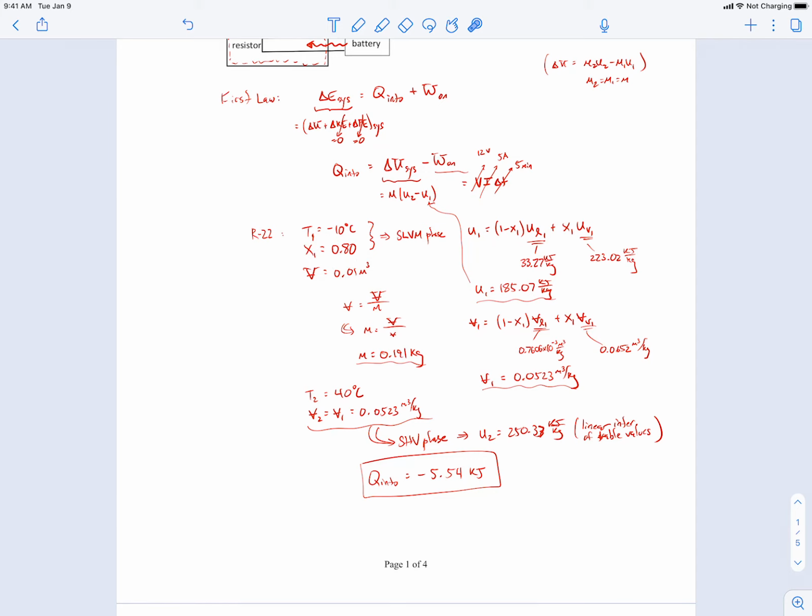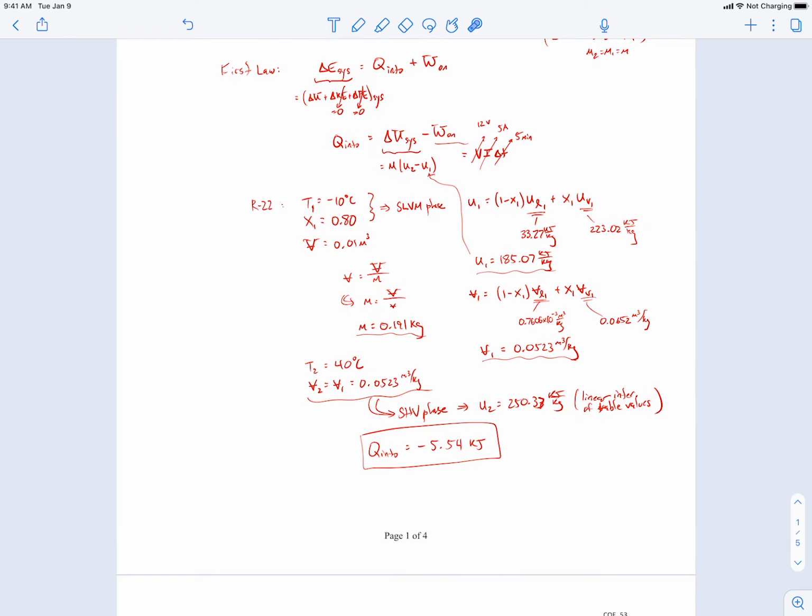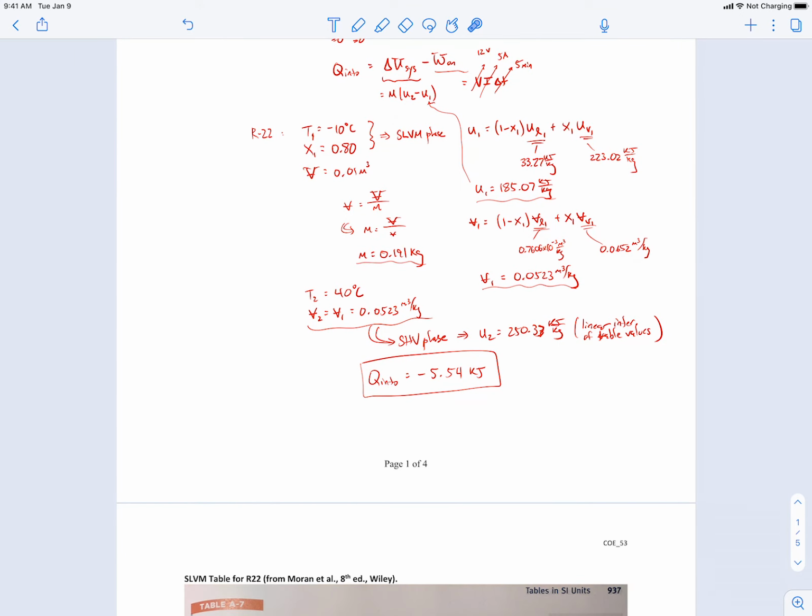And then at state 2, a key piece of information was knowing that we were dealing with a closed, rigid container. Closed meaning the mass remains the same, rigid meaning the volume remains the same. So that means the specific volumes remain the same between state 2 and state 1. Again, we went back to the tables, found that we were dealing with a superheated vapor phase, did some linear interpolation to get the final specific internal energy, and then we found that there's actually energy transfer out of the R22 to the tune of 5.54 kilojoules.